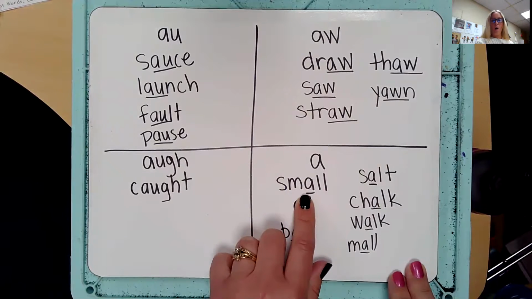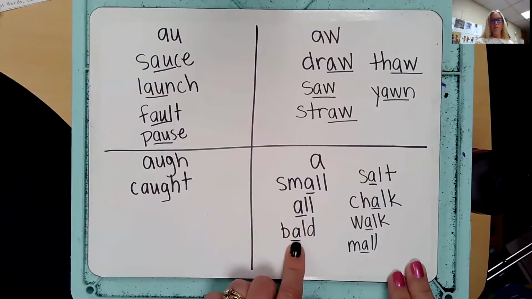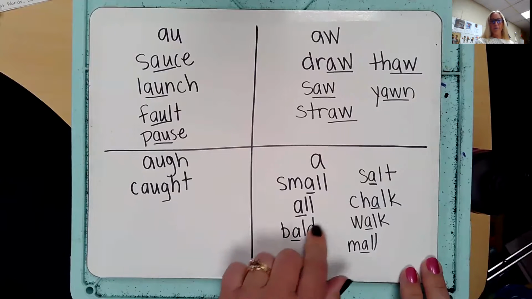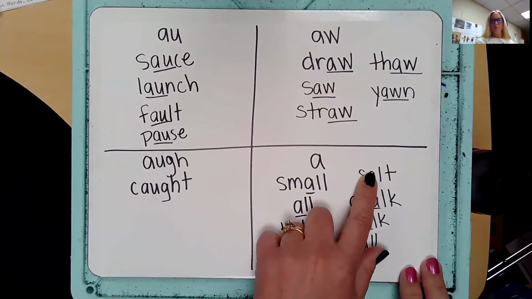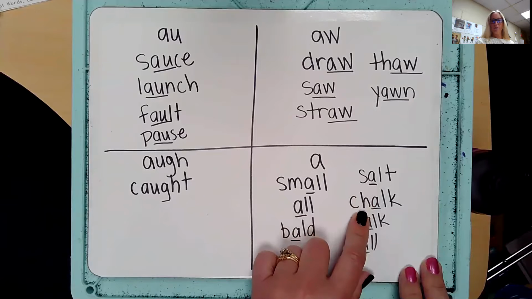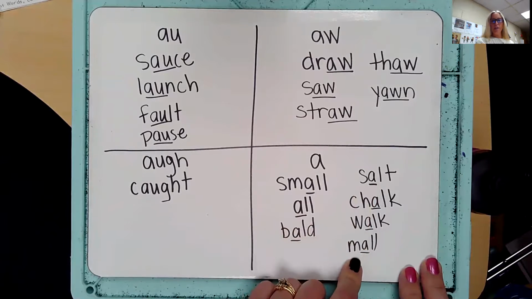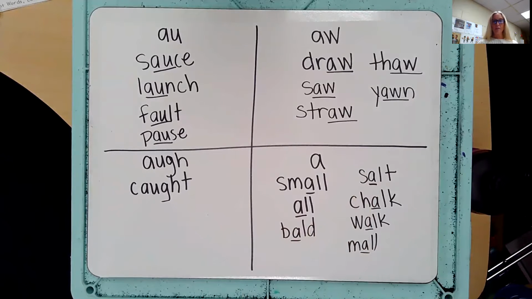So we had small, all, bald, salt, chalk, walk, and mall. Continue to practice those if you can. Come up with some more of your own. There are a lot more words that we could add to the list.